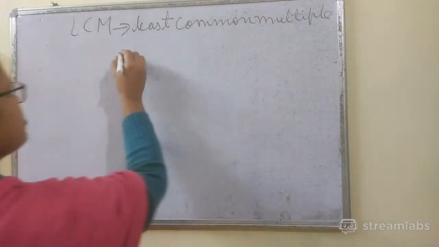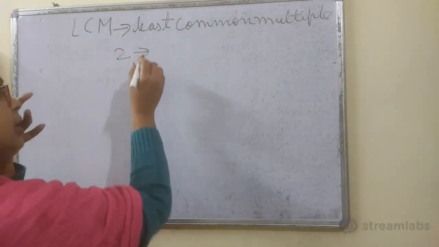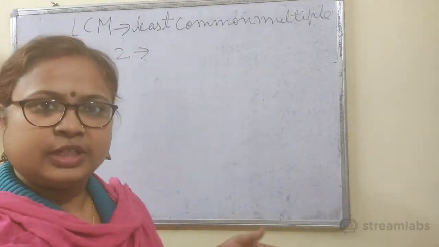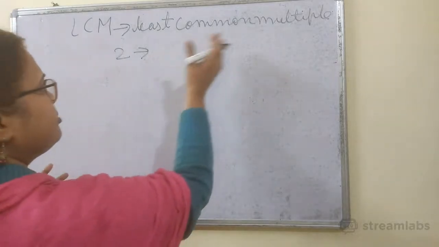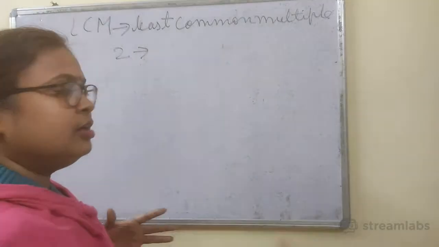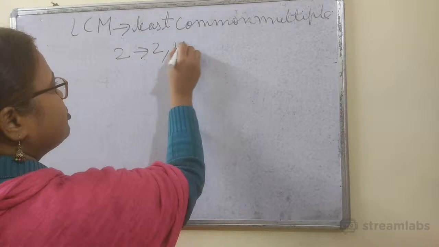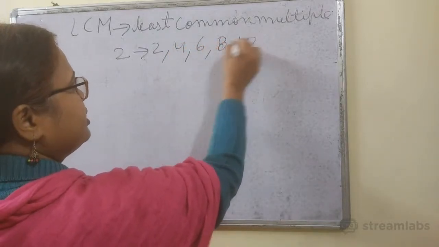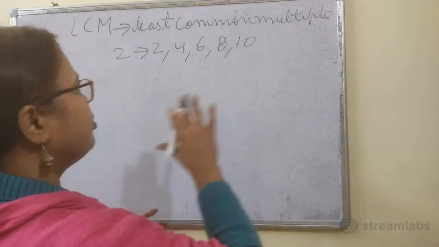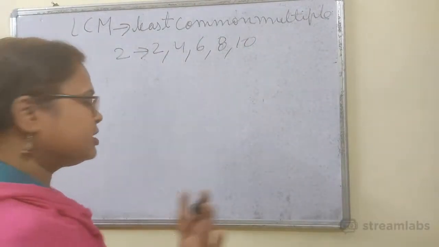Clear? Multiple means like the multiple of 2. So multiple of 2 means table of 2, in a very easy way. To understand that, multiple of 2 means the table of that number. So like 2 1s are 2, 2 2s are 4, 2 3s are 6, 2 4s are 8, 2 5s are 10. So these are the multiples of 2. Okay, this term is clear to you.